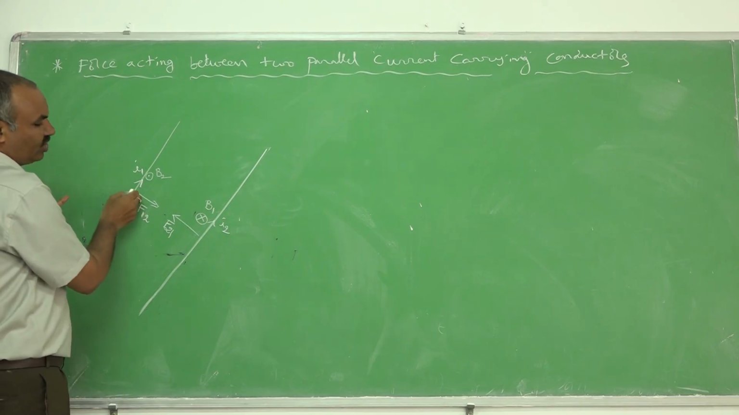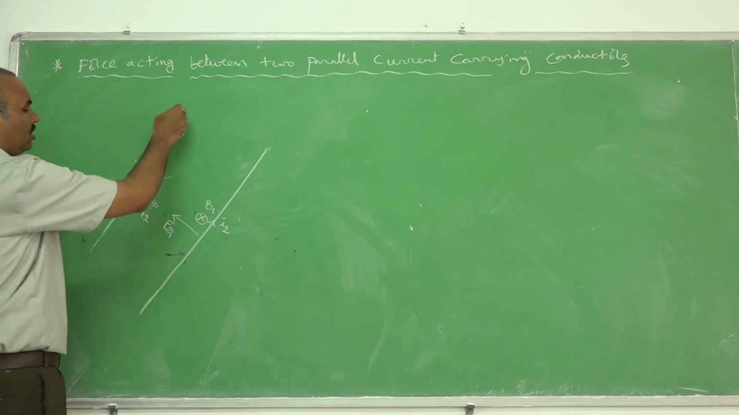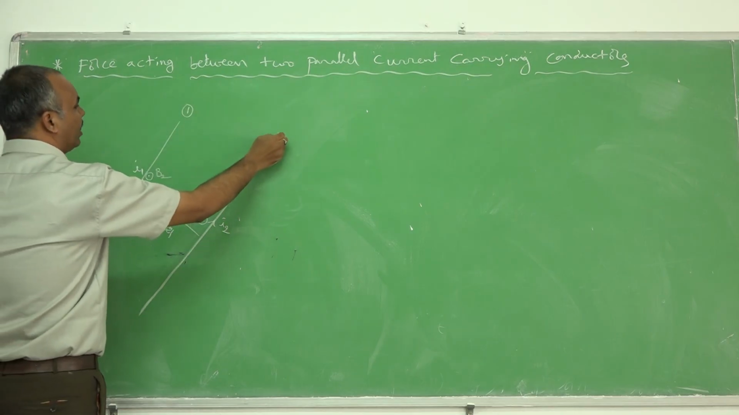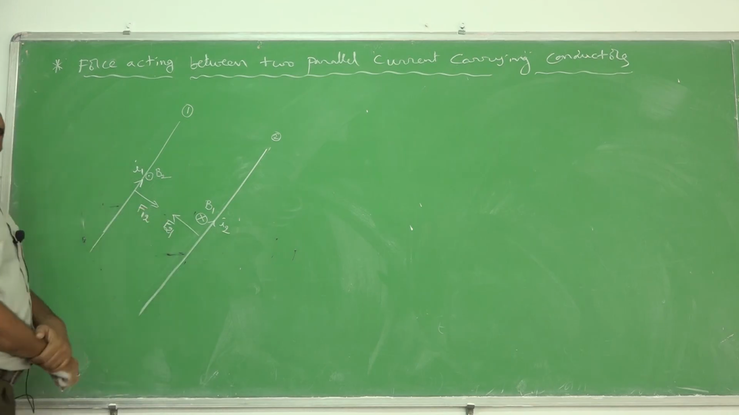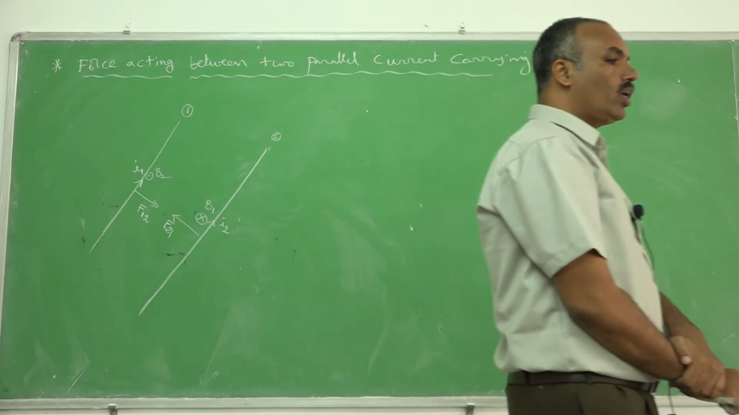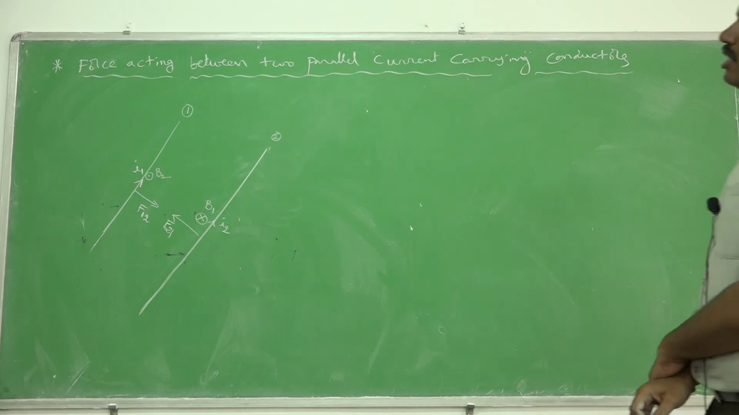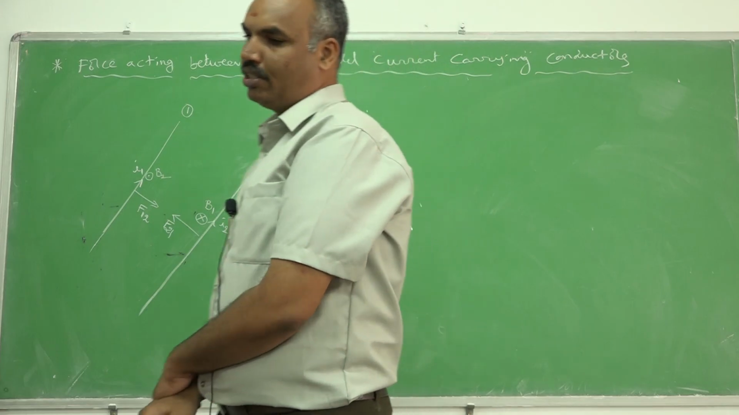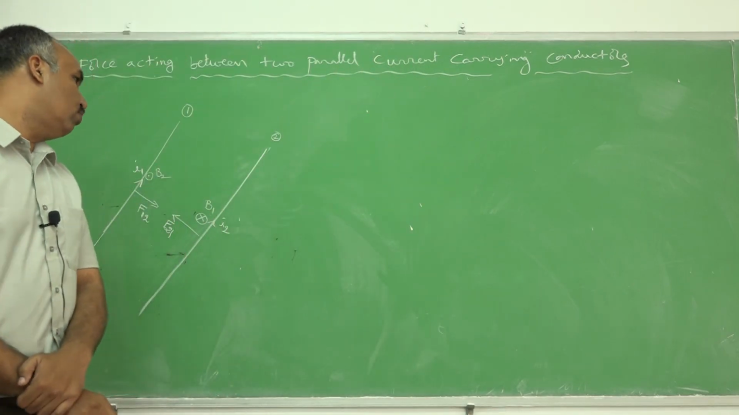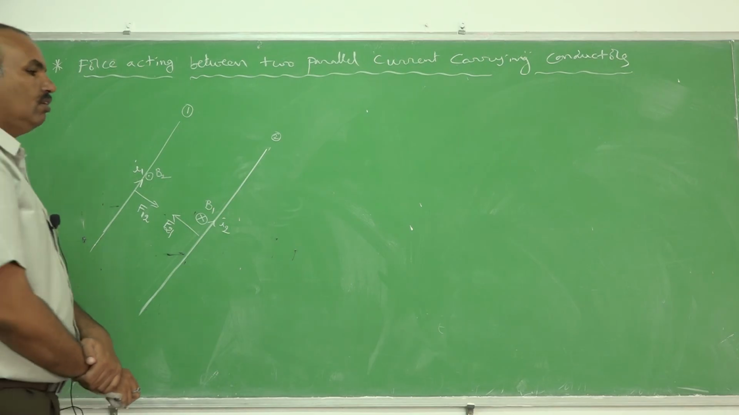So the first conductor is trying to move towards the second conductor, and the second conductor is trying to move towards the first conductor. This is the first conductor, this is the second conductor. They attract each other. If the currents in the two conductors are passing parallel to each other, whether they have identical magnitude or not, those currents make the conductors attract each other. What is the force of attraction between them?